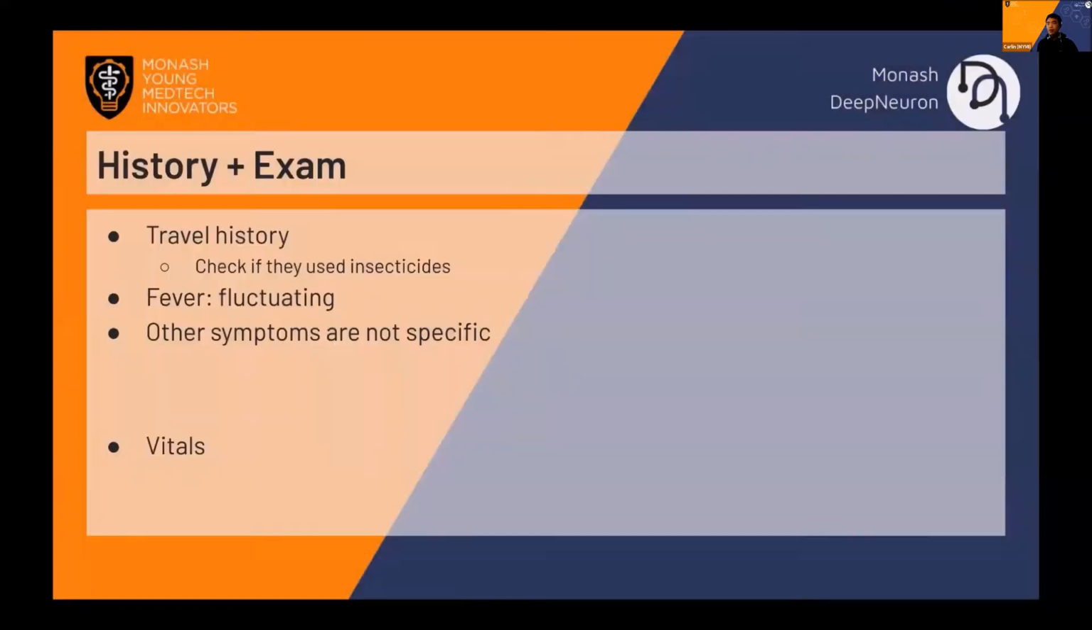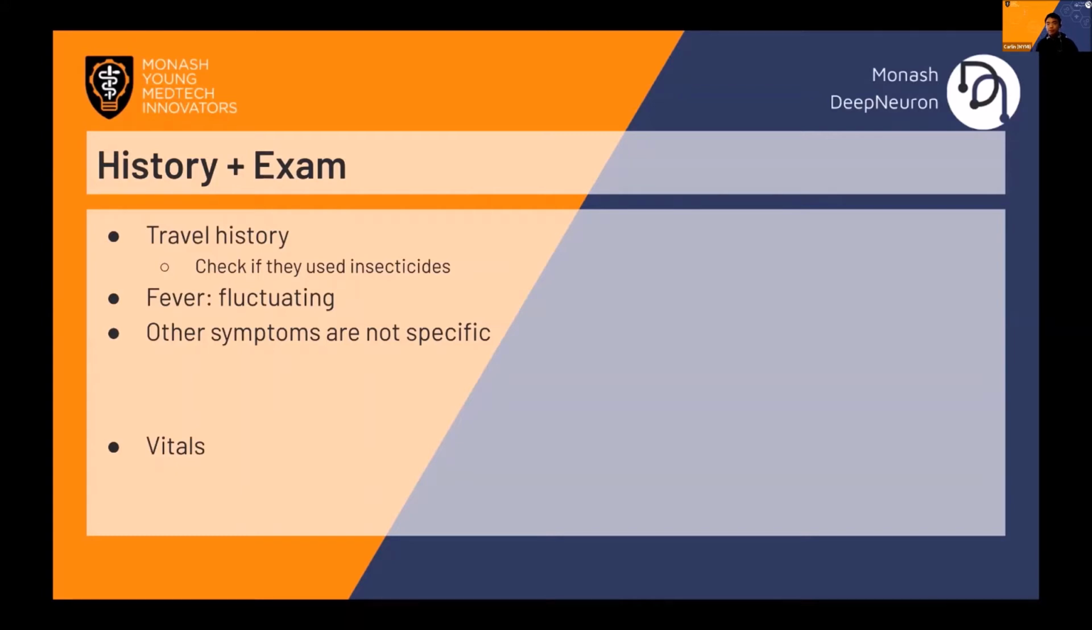In terms of the history and exam, the key history point that we need to get is their travel history, so where they have gone to. If they have travelled to sub-Saharan Africa or any tropical region, that is immediately a risk factor for them getting malaria. We also need to check if they've used insecticides, because that lowers their risk of mosquitoes biting them and then lowers their risk of having malaria.